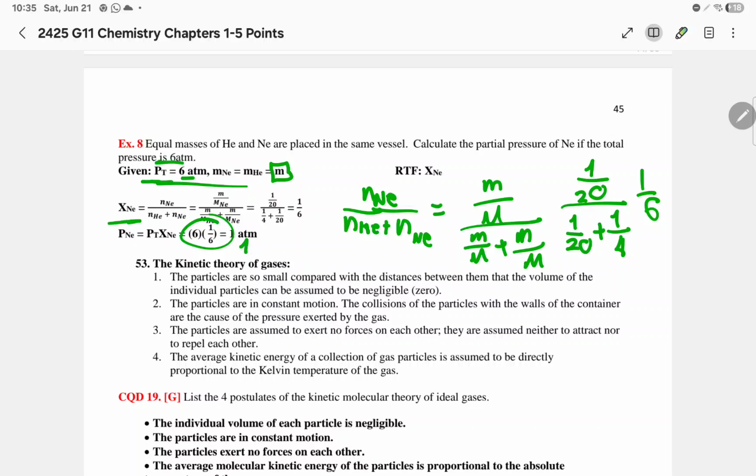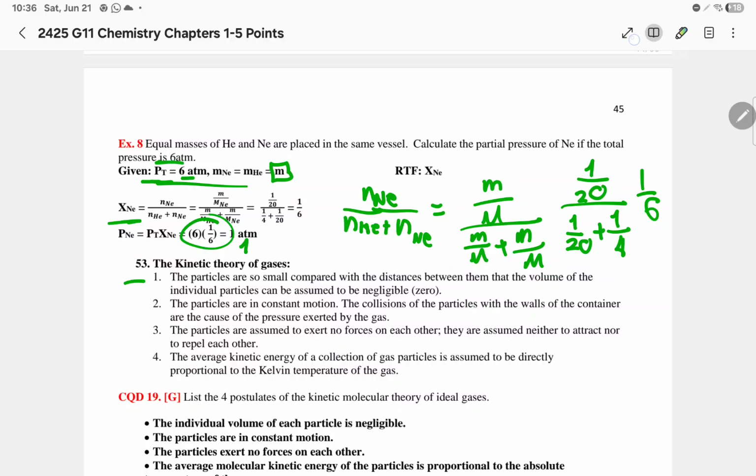The kinetic theory of gases says that the particles are so small compared with the distances between them, so there's a bigger distance between them than the particle size, so the volume of an individual particle can be negligible. The particles are in constant motion. The collisions with the wall exert a pressure. The particles are assumed to exert no force on each other, as they neither attract nor repel each other. The average kinetic energy of a collection of gas particles is assumed to be directly proportional to the Kelvin temperature of the gas. So kinetic energy is proportional to Kelvin temperature.